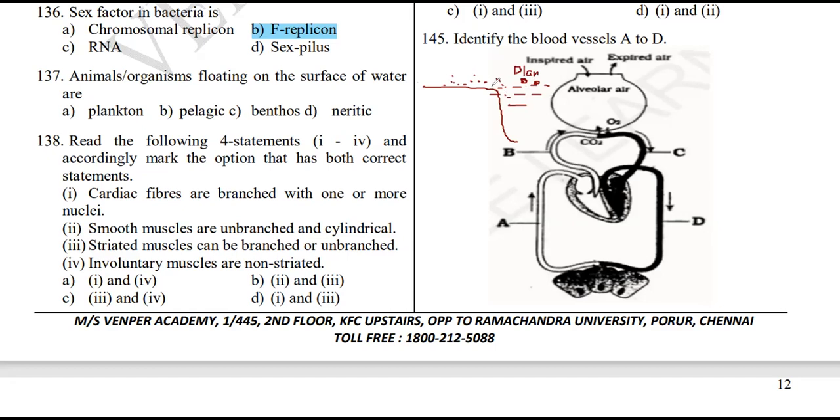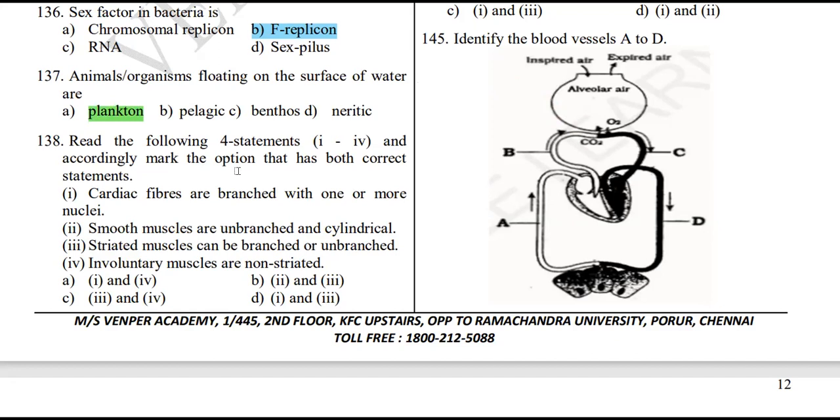And the next is going to be neritic. So this area is going to be the neritic region. And below this, there's going to be pelagic. Pelagic is not a very deep area in the ocean. Only benthos are going to be very, very deep. There are some fishes which live in the very deep side of the oceans. But the question is animals which live on the surface of the water. So it's going to be planktons.